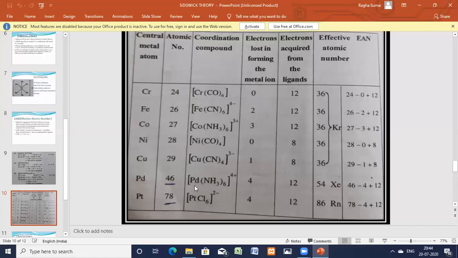Similarly, the hexaammine palladium cation also you'll be getting. So 46 is the atomic number, 4 is the oxidation state, 12 are the electrons donated by the ligands. You'll be getting the xenon, the nearest inert gas configuration. So that is 54, it is a stabilized complex. Similarly, for platinum, hexachloroplatinum. So these are the examples for EAN, a very, very important concept.